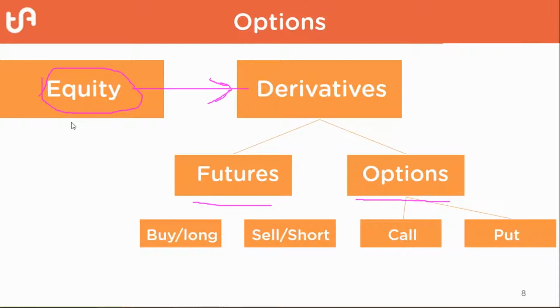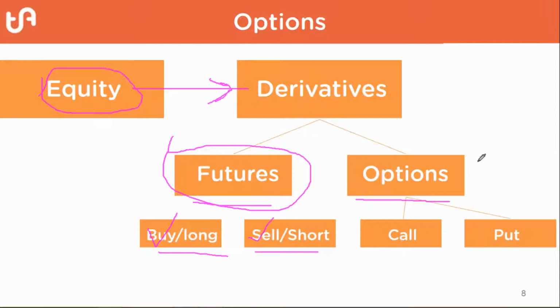Futures is based on the equity market. In equity you can only buy unless you're doing intraday. Intraday you can also sell. In futures you can do both buy and sell. Buying is called going long and selling is called going short. We discussed this yesterday, long and short. So when you want to do both long and short, you have to trade futures.